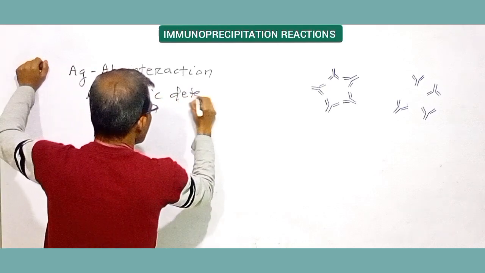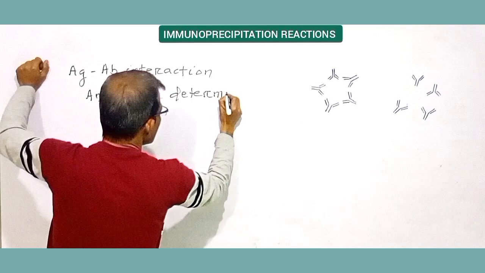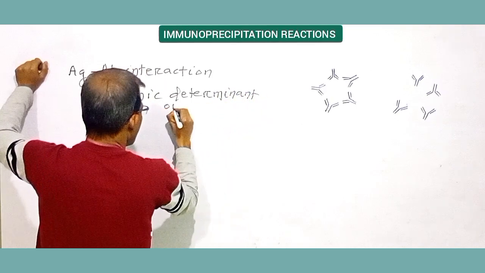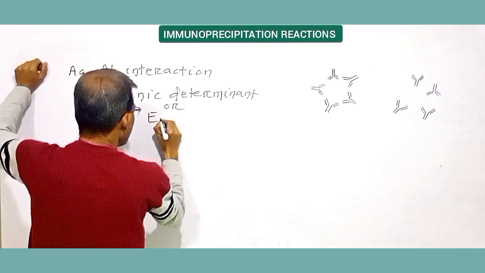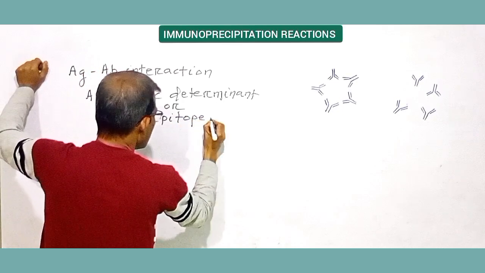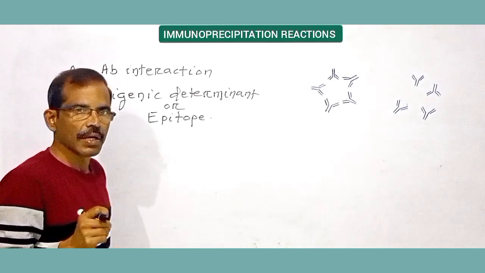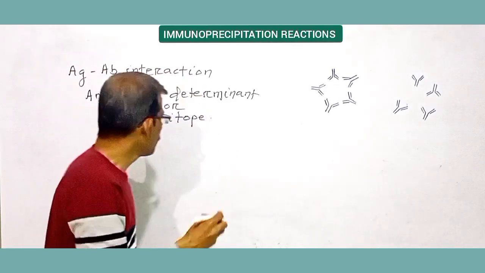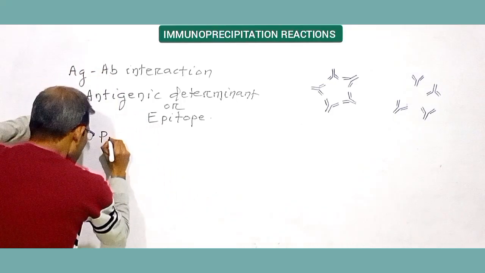antigenic determinant or epitope. The corresponding area on an antibody that binds with epitope is called paratope.